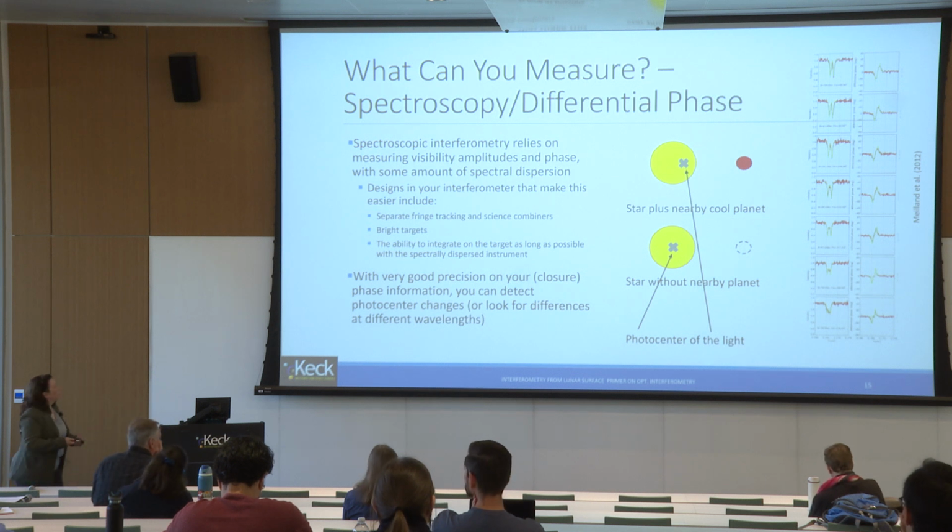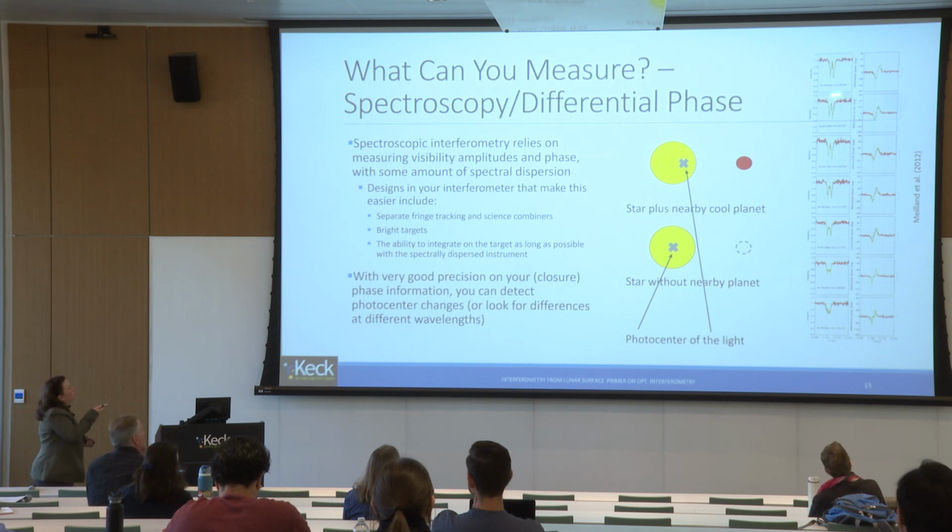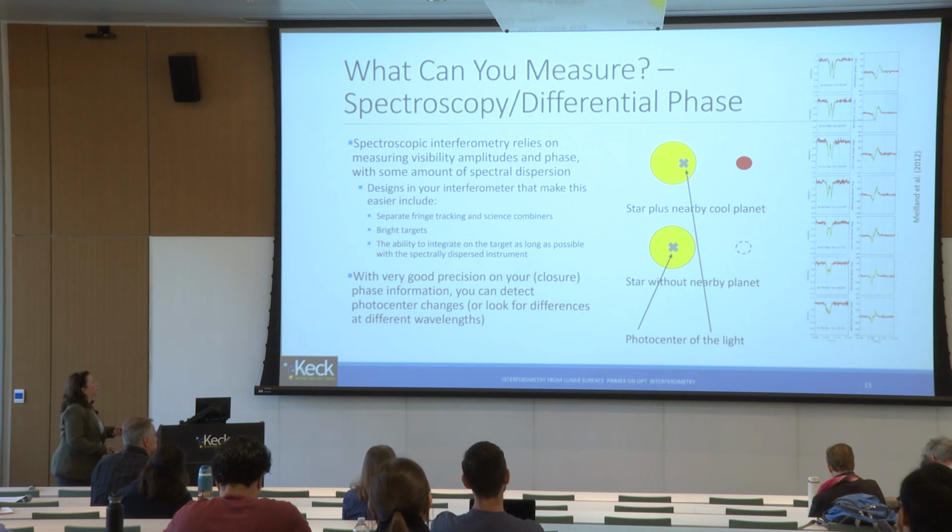Unfortunately, I don't really see a lot of these being taken by our community, or at least they're not pointed out. So I found a paper, thanks to the CHARA folks, that was done by Millan-Gabet et al. in 2012, looking at a disk that was in rotation and looking at the differential phase signature across the disk as a very sensitive way to measure the motion of the disk. So with very good precision on your closure phase, you can detect photocenter changes, or you can go to different wavelengths and do the same thing.